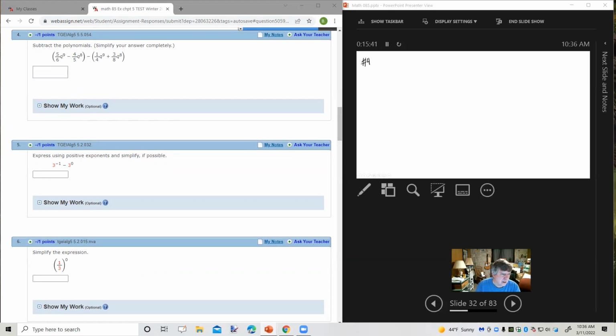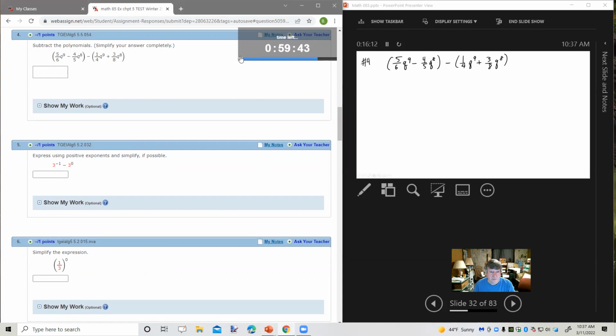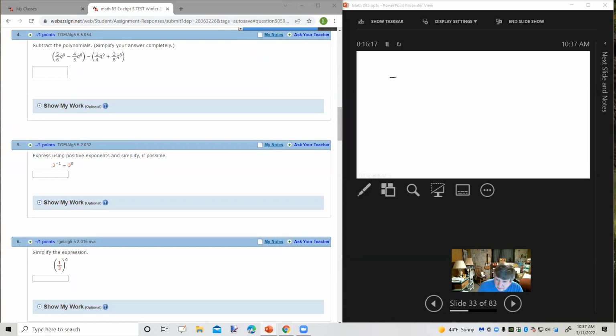Same thing again, only now we have to deal with fractions. How fun is that? Fractions are fun. Fractions are your friend. Just keep saying that, and maybe you'll start to believe it. Okay, 5/6 q to the 9th minus 4/5 q to the 8th minus the quantity 1/4 q to the 9th plus 3/8 q to the 8th. Okay, so the first thing I'm going to do is get rid of the grouping symbols. So once again, I can just drop the first set.